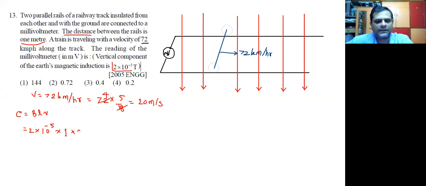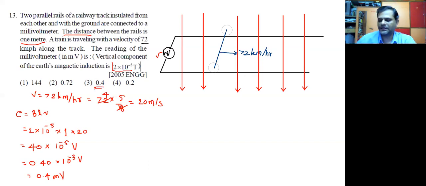So here 20 has to be put here, and then we can just multiply this so as to get 40, and this 40 into 10 raised to minus 5. If you just want to make it in millivolt, तो उसको हम लिखेंगे 0.40 into 10 raised to minus 3 volt, which actually can be written as 0.4 millivolt. Okay, and this is a millivoltmeter only. तो millivoltmeter के अंदर रीडिंग कितना आएगा फिर? Obviously 0.4 millivolt, इतना रीडिंग उसके अंदर आएगा जरूर. Okay.